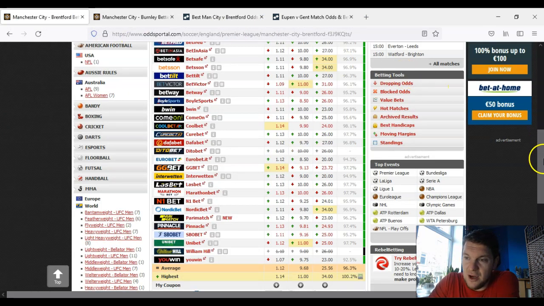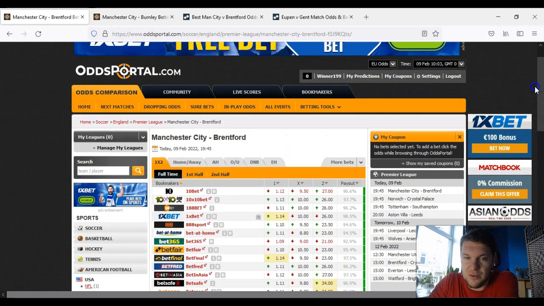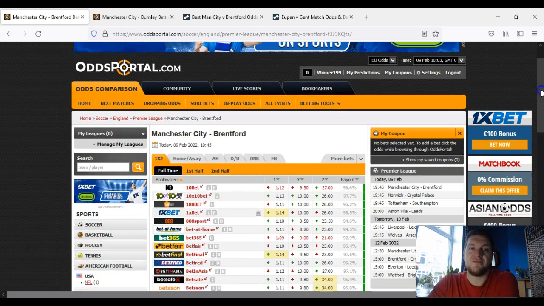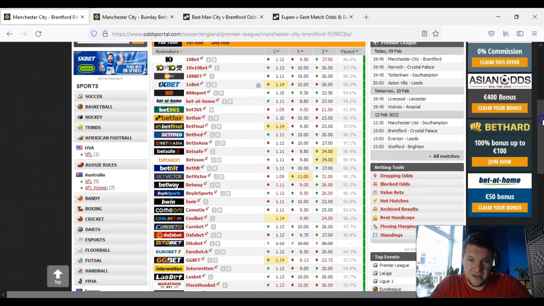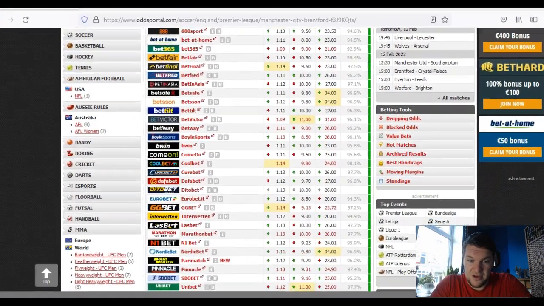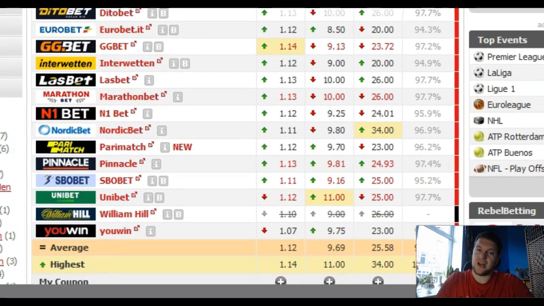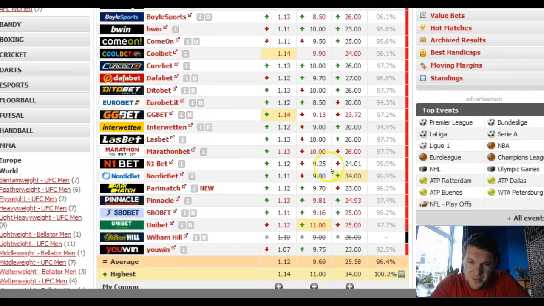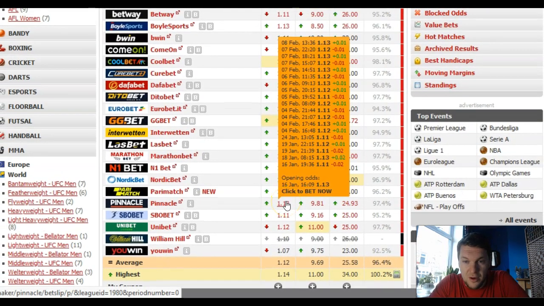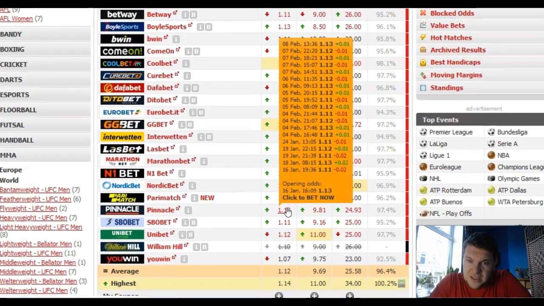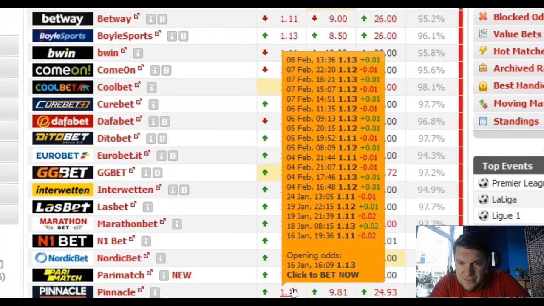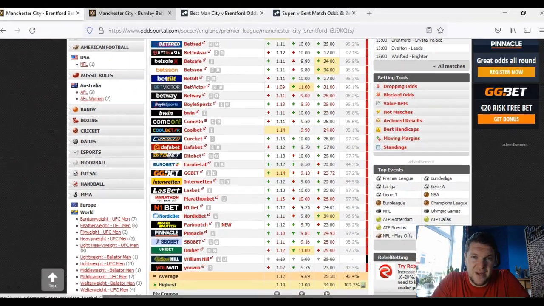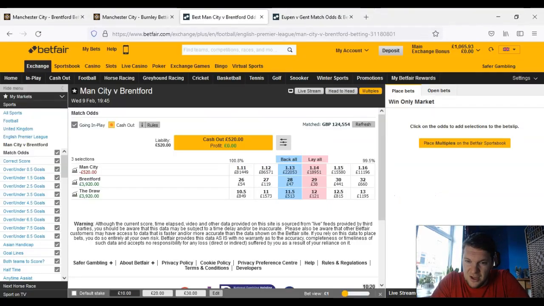So if you look at the market as a whole, so this is Odds Portal, this will tell you the odds of Man City versus Brentford on several different bookmakers, but the one that I'm interested in the most is Pinnacle, as Pinnacle are the sharpest bookmaker for football, and generally Betfair's price will be similar to Pinnacle's. You can see that Pinnacle have them at 1.13, and over the last few days, if you look at the odds history, it's pretty much just bounced between 1.12 and 1.13, which makes me think that this position's pretty solid really.